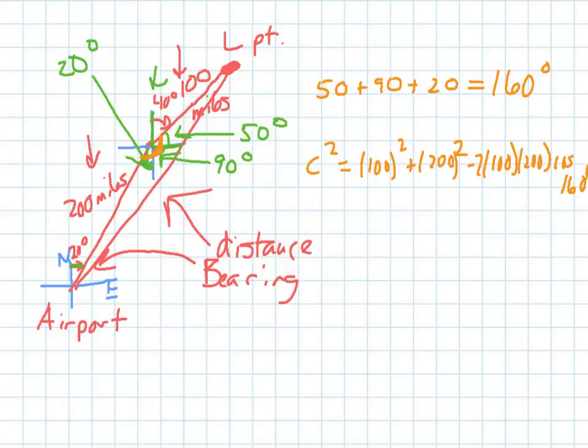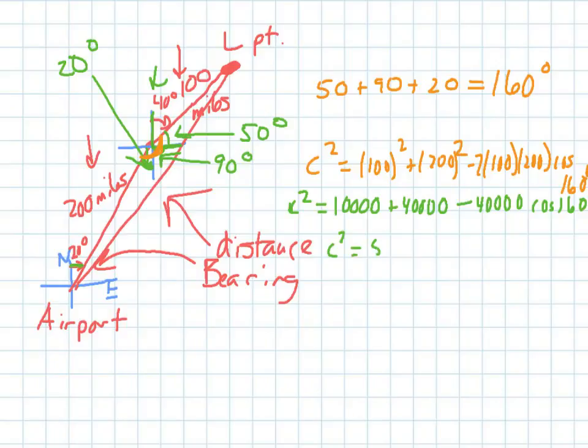So I get, so C squared equals, that'll be 10,000 plus 40,000, minus 2 times 100 times 200 will give me 40,000 as well. Cosine of 160. Okay? So now I can put these together a little bit. 10,000 plus 40,000 is 50,000.